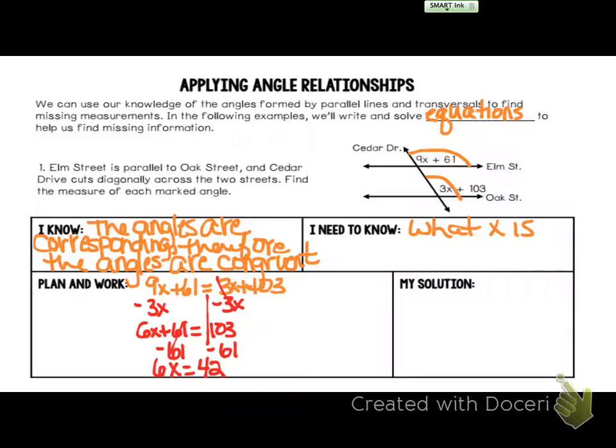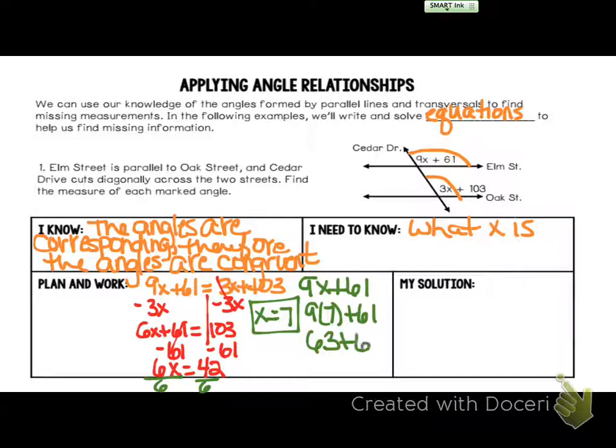So my last step is to divide both sides by 6. So that gives me x equals 7. So I know that x equals 7. So now I have to plug 7 into my x. So I'm going to go back up here and say 9x plus 61. Okay, so 9 times x, which is 7, plus 61. Well, 9 times 7 is what? 63. And 63 plus 61 gives me what? 124.